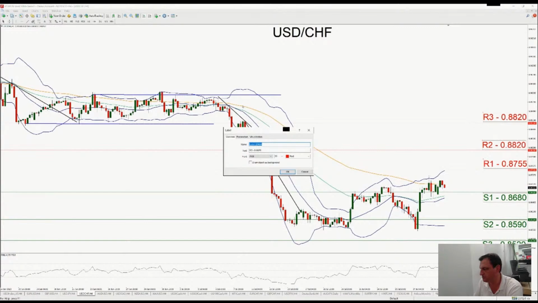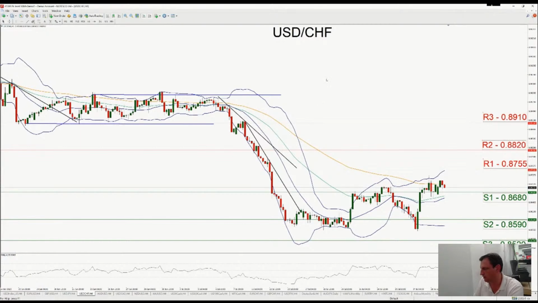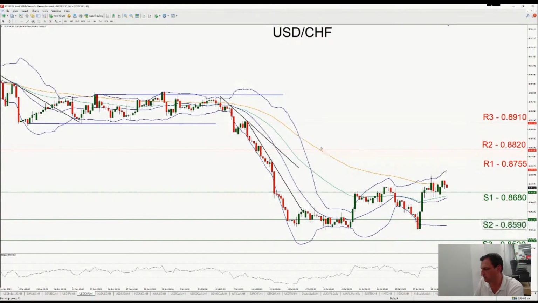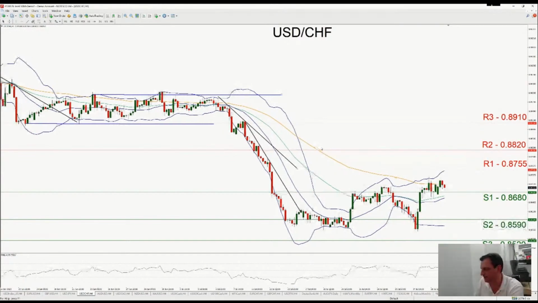And the R3 at 0.8910. For the time being, we tend to maintain a bias for the sideways motion to be continued. And we highlight the fact that the price action was not able to make a higher peak than this one. On the contrary, the next one is a little bit lower.